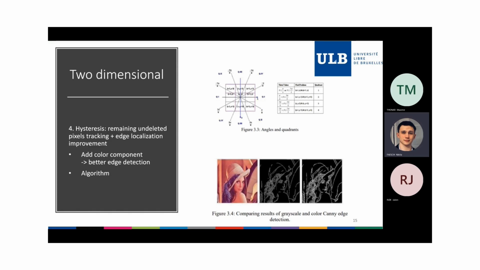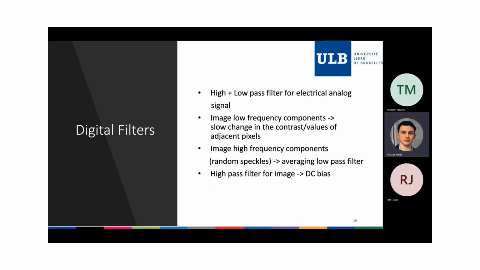It reads in a color image and divides the image into its 3 separate color channels. The Canny edge detector then creates a resulting edge map for each color channel. We get more information and thus more edges found than with the grayscale version. At the end, we combine the 3 color channel maps into 1 edge map. So now let's talk about digital filters.